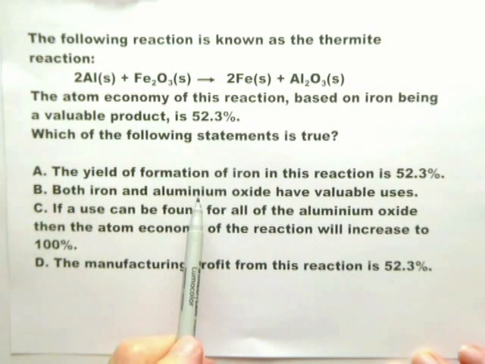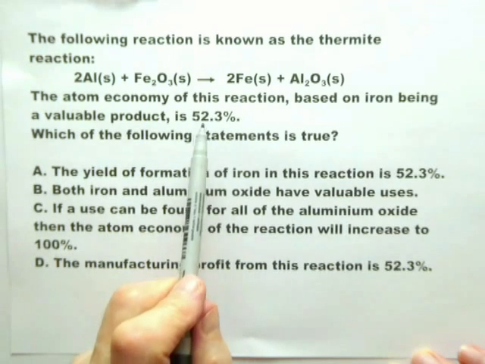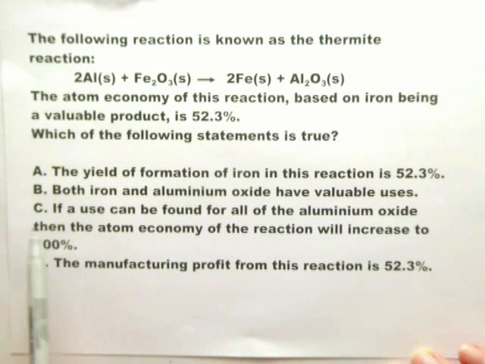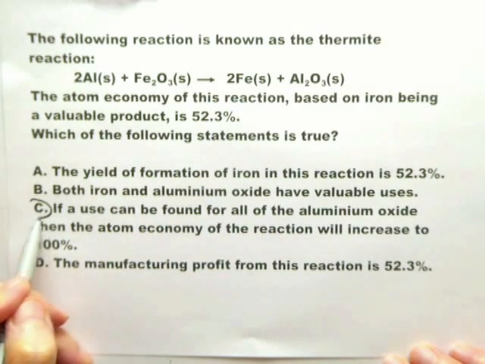It's got nothing to do with the yield of formation. No, aluminium oxide does not have a valuable use. That's why the atom economy is based purely on the iron, not on the aluminium. If a use can be found for all of the aluminium oxide, then the atom economy of the reaction will increase to 100%. That looks a good one. Just check that the others are not correct. Manufacturing profit? No, that's definitely got nothing to do with manufacturing profit. So C is the answer.